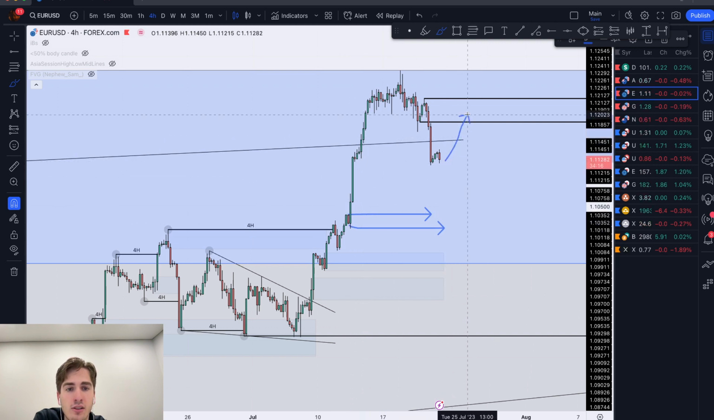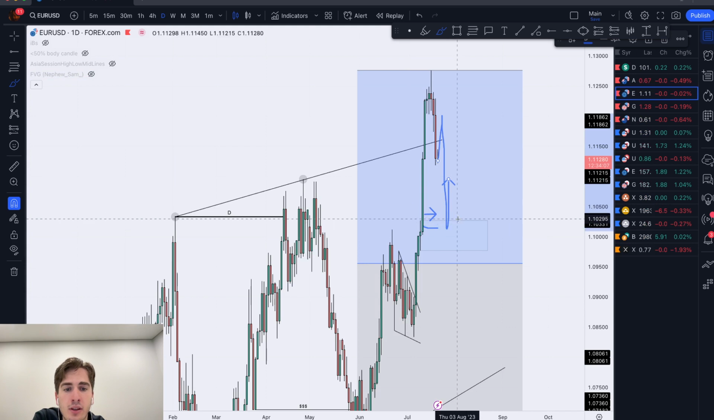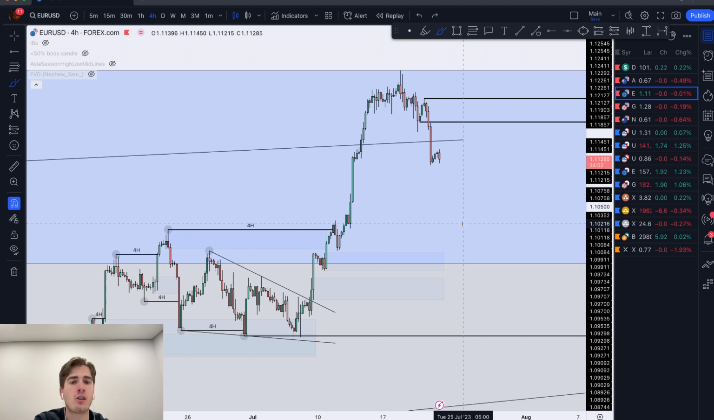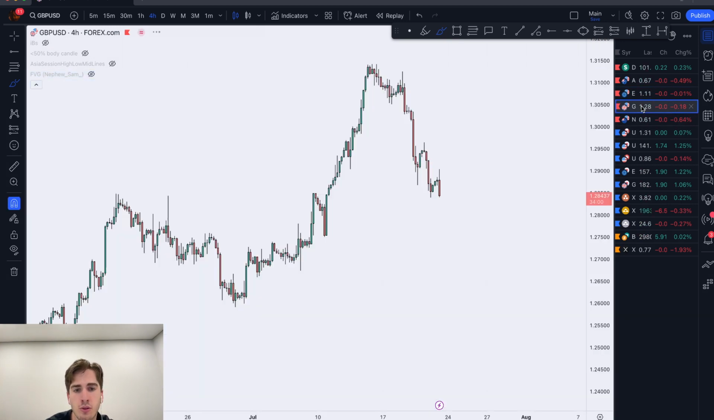That's where demand is. So if the market pulls up, then look for a short, look for the 15-minute entry model, and just trade it further down, back down towards those daily areas of demand, where we have demand stacked with a daily area of demand. So that's euro dollar, looking for those potential shorts.